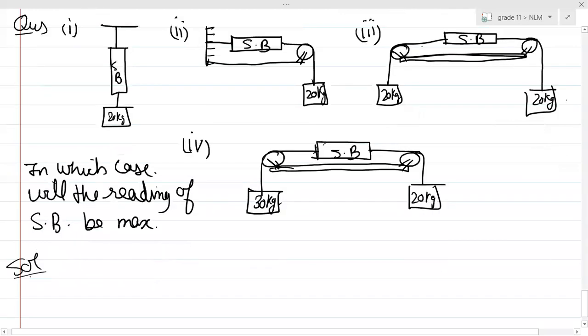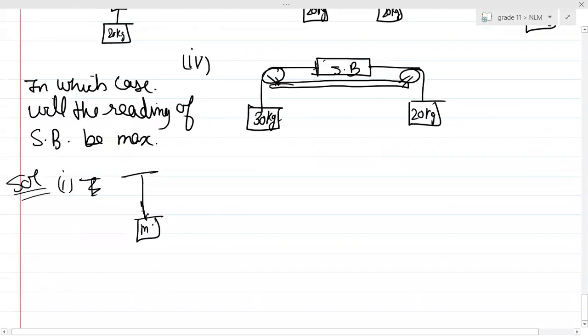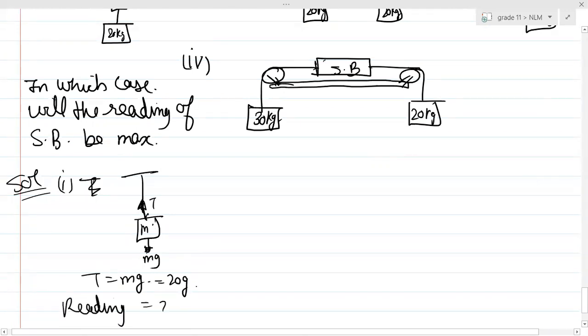Which case, guys? In the first case, if you assume it like just a string connected with a block of mass m, then T will be acting upwards, mg will be acting downwards, and T will be equal to mg, basically 20g. So the reading in the first case will be 20g divided by g, and that will be only 20 kg. That's the answer for the first question.